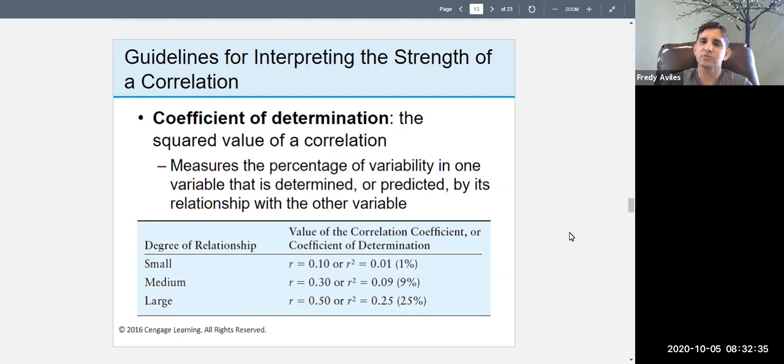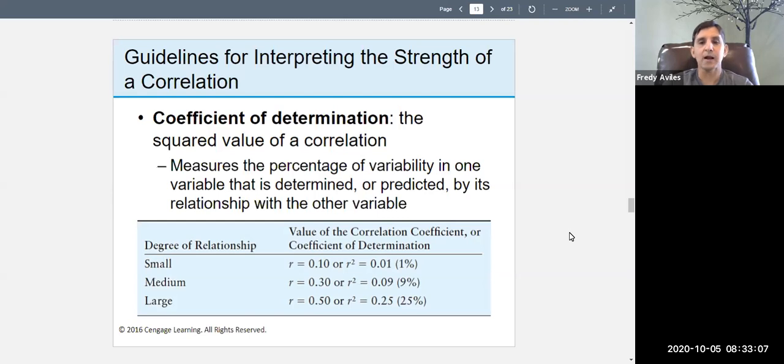But there's a little extra step that you have to do in order to determine how strong a correlation really is, okay? You have to determine what's called the coefficient of determination. And that is the square value of the correlation. So in other words, in order to know how strong a correlation is, you have to square it. And by the way, when you square the correlation, the sign basically no longer becomes important.